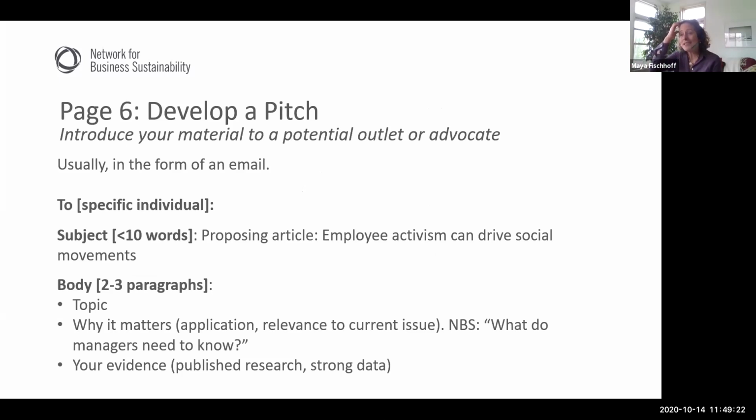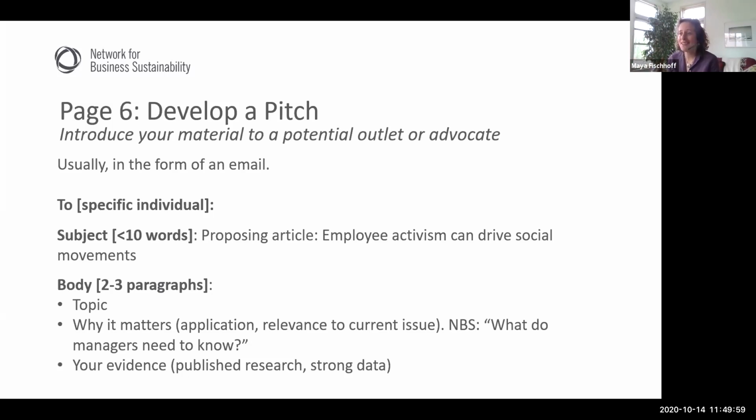Something that Brian and Kurt Nickisch at Harvard Business Review said really resonated with me: when you're writing to somebody, you want to find a specific individual. You don't want to just message an inbox. You want to do a little internet stalking, which is a skill of the 21st century. For the subject, you want to repurpose a little bit of the oomph from the headline you came up with, and then the body covers the topic, why it matters, application, and relevance.